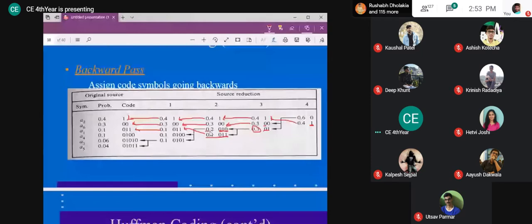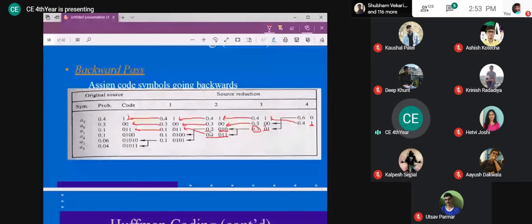These are the two steps of Huffman coding. First is the forward pass. What to do in the forward pass? All possible symbols are listed in descending order of probability. You combine the last, lowest two probabilities, and in that way you create the tree. While creating the tree, keep in mind you are maintaining the probabilities in descending order, and then you will do the backward pass.